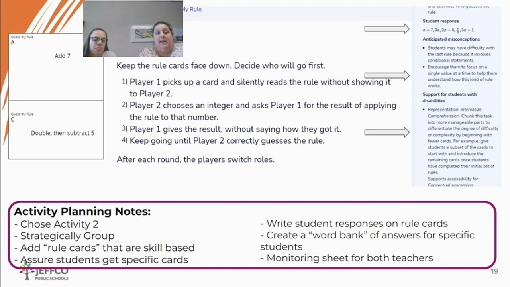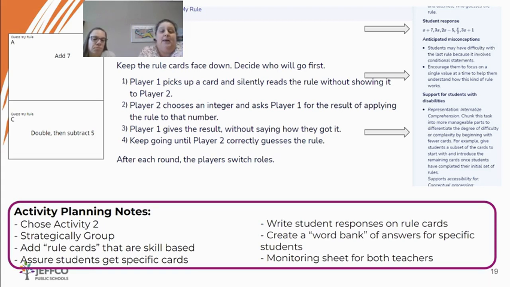And then the other thing I thought of when we were looking at this side is here are the different student responses, x plus 7, 2x, I think that is a 3x. I was not correlating add 7 to x plus 7. I would not have made that connection. So I can't imagine our students that have disabilities or struggles in math would have either. So we thought we could write that answer on the card. So on the add 7, we would just write x plus 7. So then the player that had that card would know exactly what they were looking for as far as the student response.